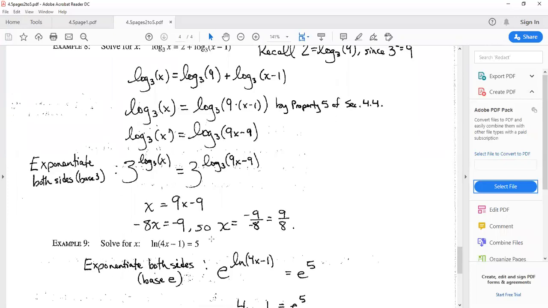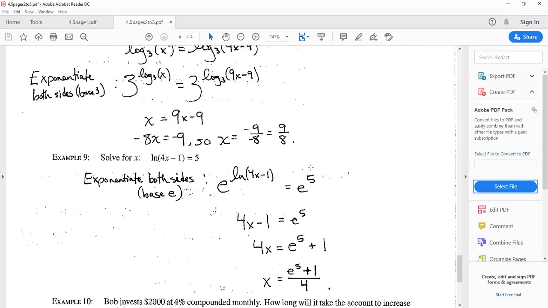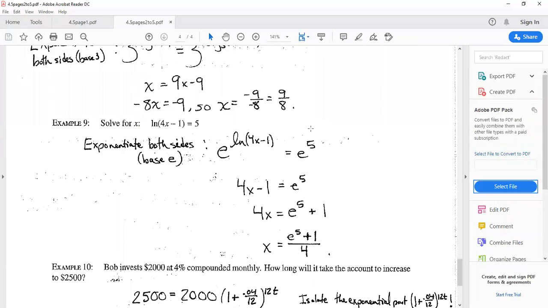So we can subtract 9x from both sides, and we're left with minus 8x equals minus 9. Then we can divide both sides by minus 8, and we're left with x equals 9 over 8. Very nice. Okay, and now let's see, 2 more examples here.